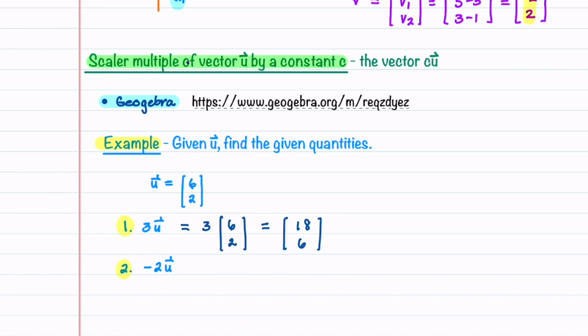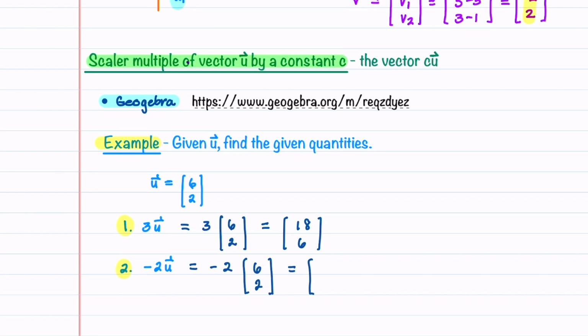Let's now compute minus 2 times u. This is equal to minus 2 times our vector 6, 2, and we get the vector minus 12, minus 4. Multiplying our vector u by minus 2 doubles the length, but then reverses the direction.